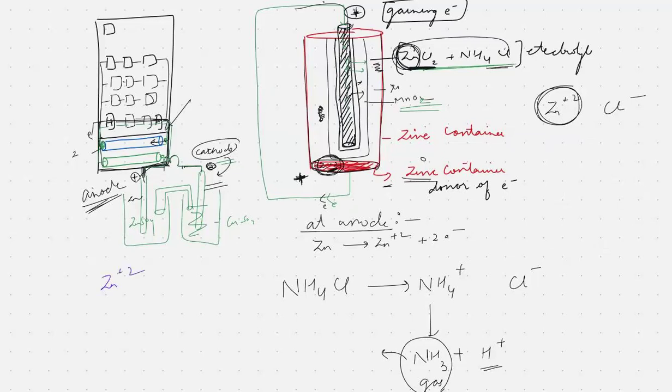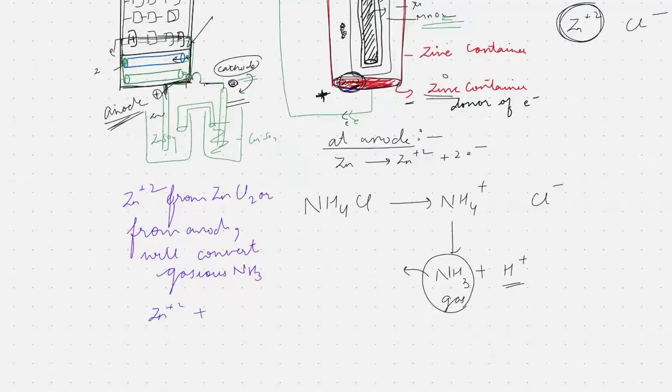Zn plus 2 from ZnCl2 or from the anode will convert the gaseous ammonia to a solid complex. So if Zn plus 2 combines with ammonia, with how many ammonia will it combine? Look.